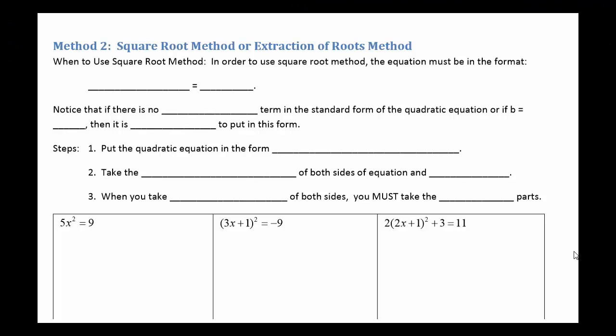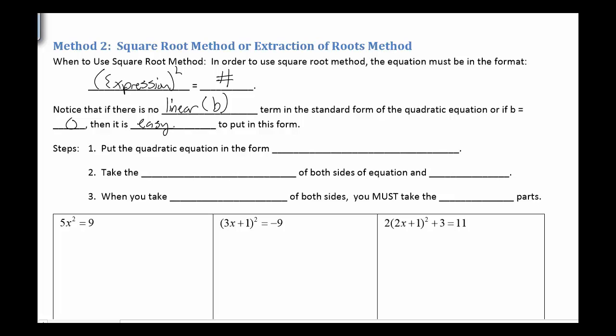All right, our second method is called the square root method, or in fancier terms, the extraction of roots method. We use this method when the equation is in the format of some sort of expression squared equals some sort of number. Now notice what's missing if we're thinking about standard form. We're missing the linear term, or that b term from the standard form. In other words, b equals 0. And when that happens, it's easy to put it in this form.